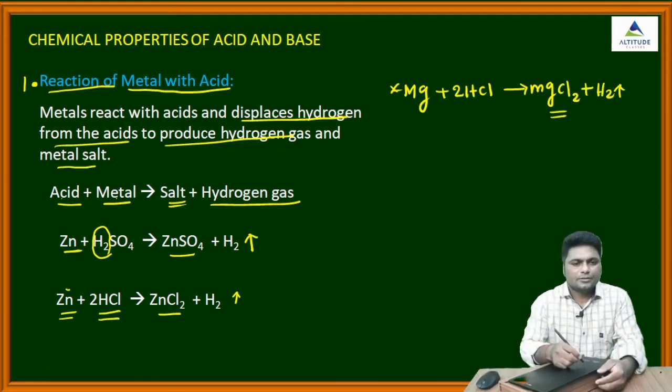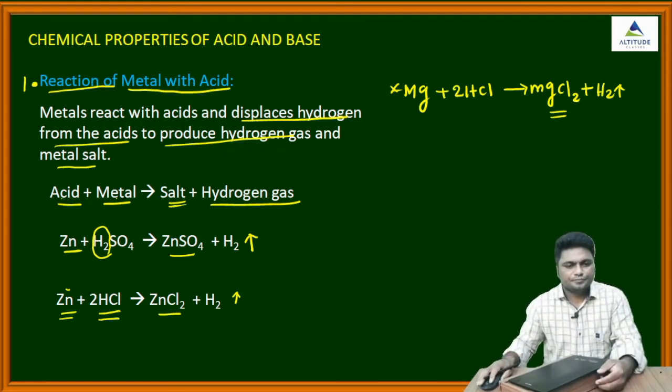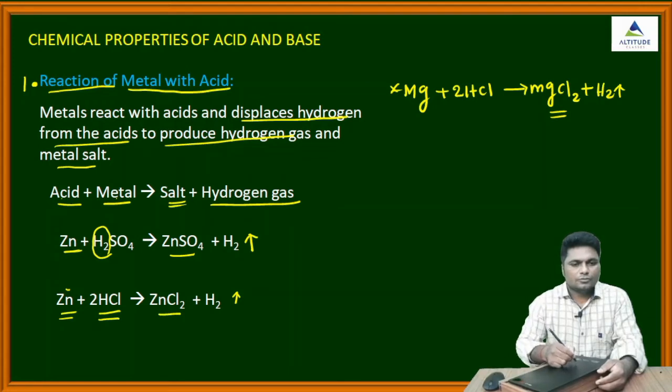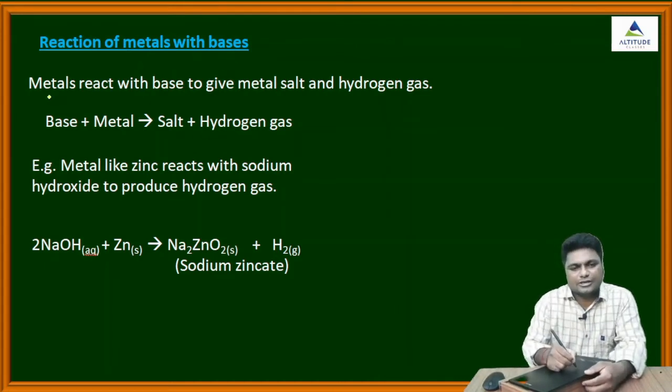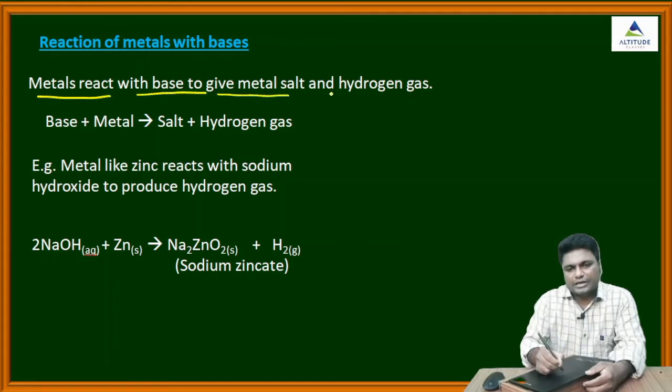Okay. Now let's see here. Next reaction, reaction of metal with base. First we discussed metal with acid. Now we will discuss metal with base. Base also reacts with metals and produces salt and hydrogen gas. Same, here metals react with base to give metal salt and hydrogen gas.